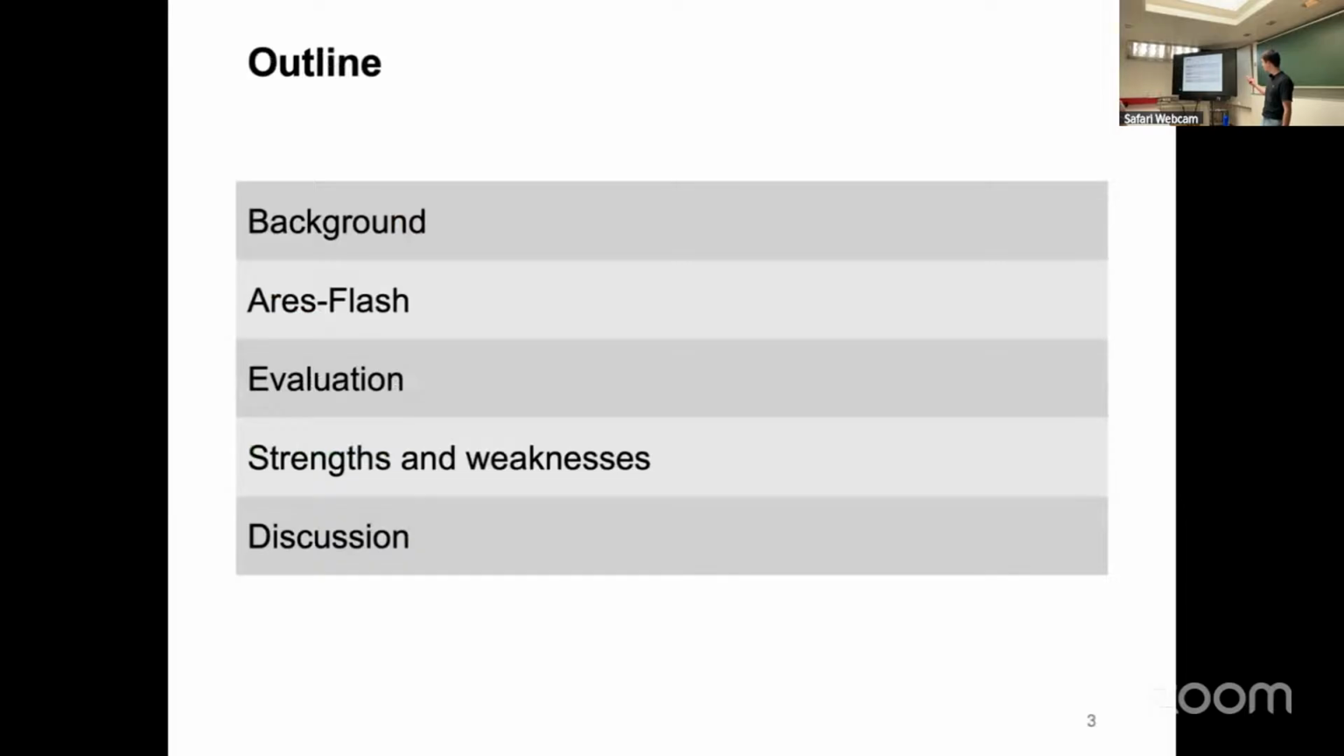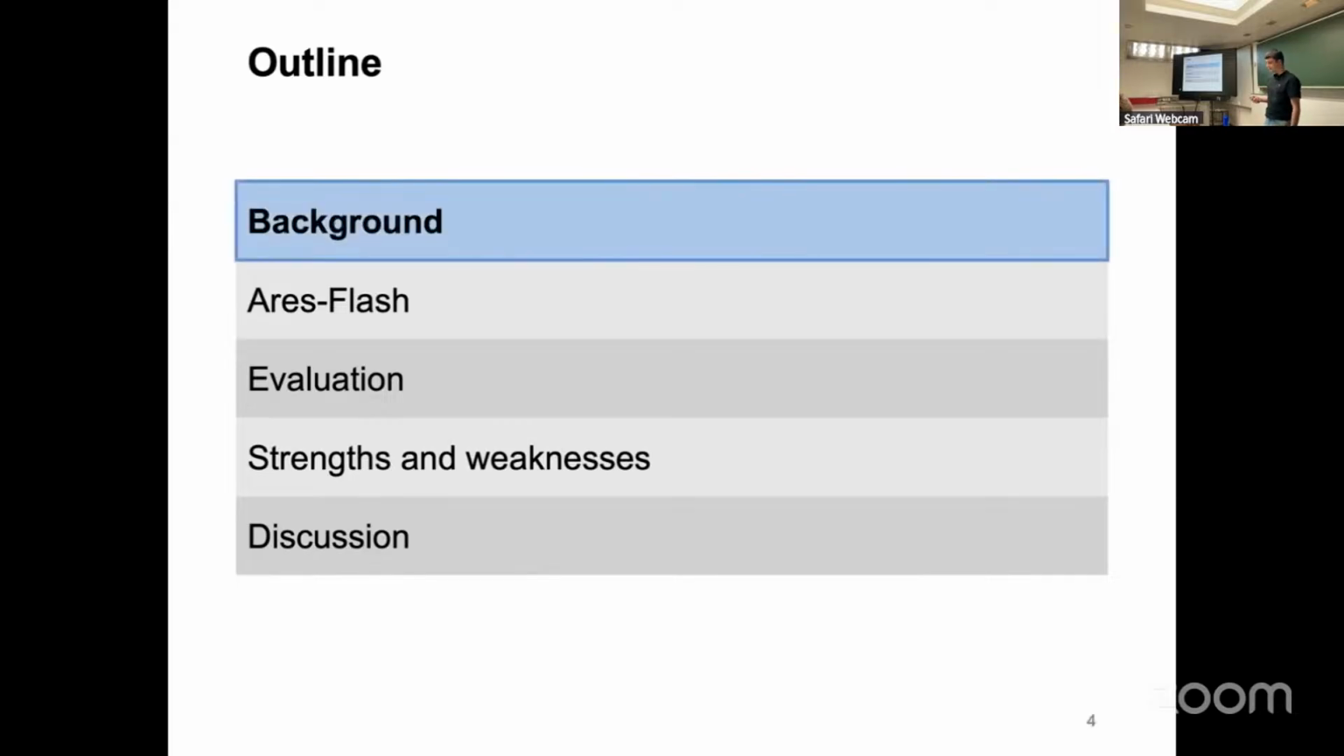First, I'm going to give you a little background on the structure of flash memory, and then I'm going to walk you through the Aries Flash implementation, then take a look at the evaluation, and to wrap it up, I'll tell you about the strengths and weaknesses of the paper that I've identified, and at the end we will discuss the paper together.